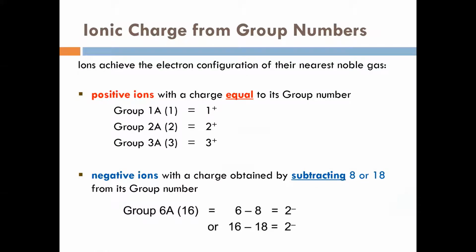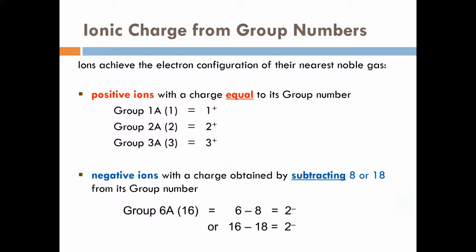So we have to think and know about our valence electrons, how they're related to the group number. The group number is equal to the number of valence electrons. Now let's look at the charge. Now, in our positive ions or our metals, the group number equals the charge number because they're positive. Group 1 is +1, group 2 is +2, and group 3 is +3.